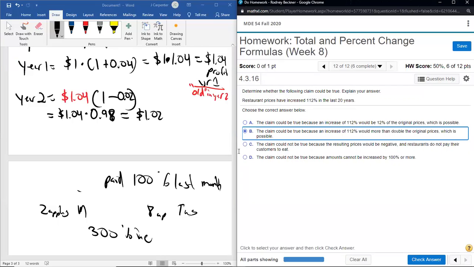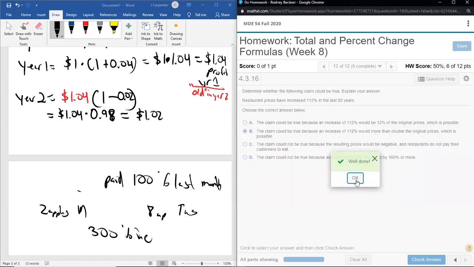And in the last 20 years, it is very easy for restaurant prices to double. Commodities like that tend to increase more than inflation, whereas other things like technology tend to not inflate at the same rate. In fact, often they deflate. And we got it.